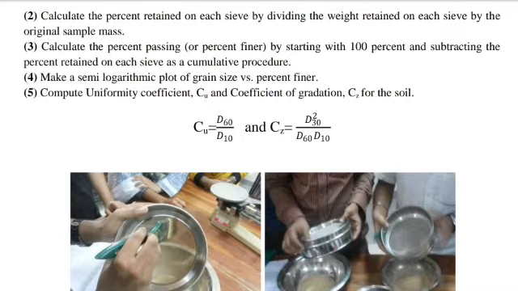2. Calculate the percent retained on each sieve by dividing the weight retained on each sieve by the original sample mass. 3. Calculate the percent passing or percent finer by starting with 100% and subtracting the percent retained on each sieve as a cumulative procedure. 4. Make a semi-logarithmic plot of grain size versus percent finer. 5. Compute uniformity coefficient Cu and coefficient of gradation Cc for the soil. Cu is equal to D60 divided by D10, and Cc is equal to D30 squared divided by D60 times D10.